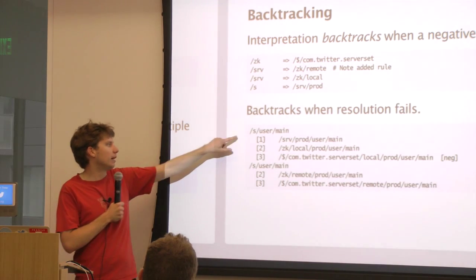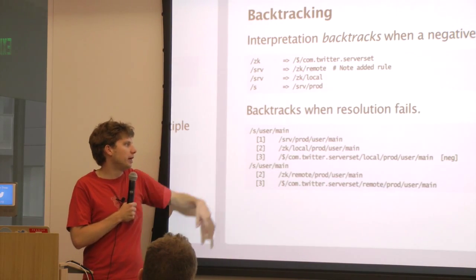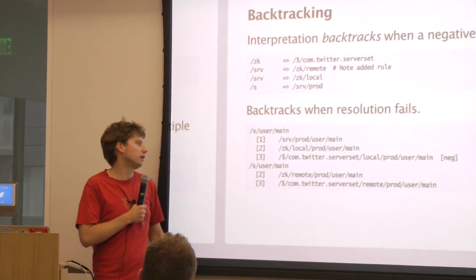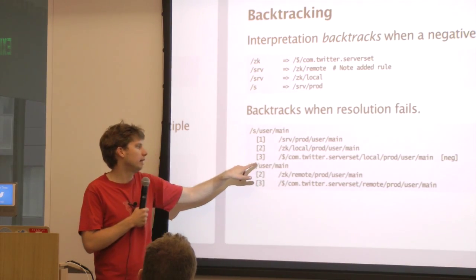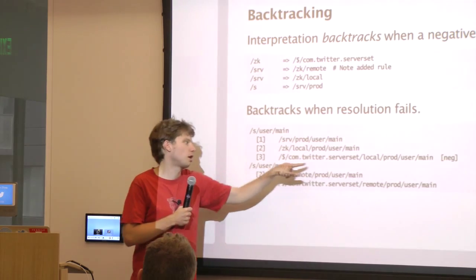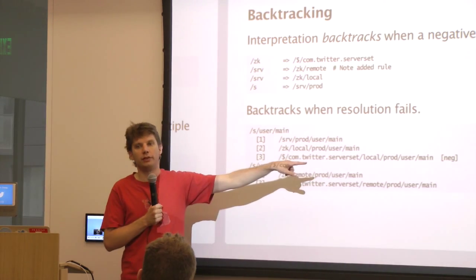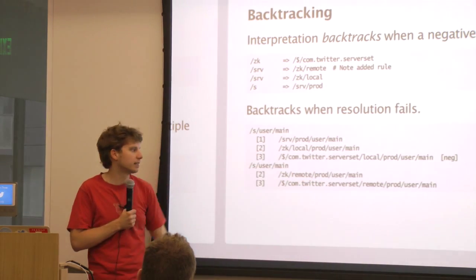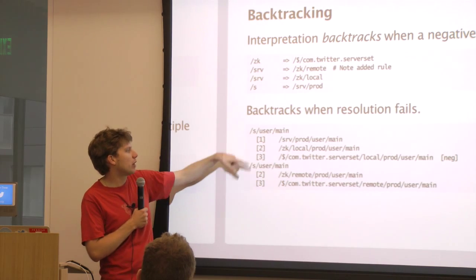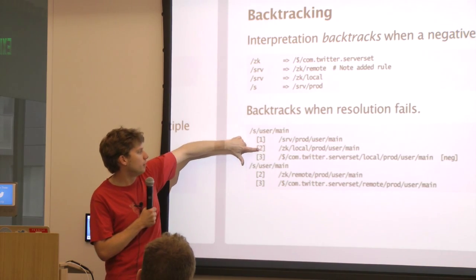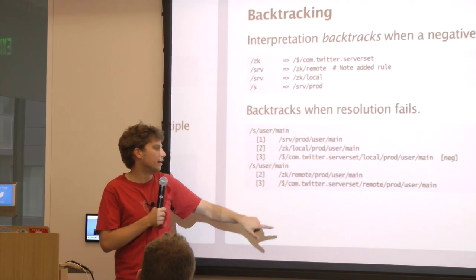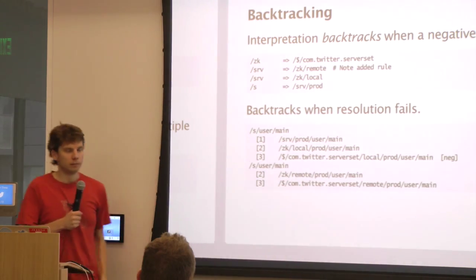So again, we try /s/user/main, it gets rewritten into /srv/prod/user/main, gets rewritten to ZK local, and then finally into the actual ZooKeeper concrete namer, which returns a negative result in this case. So maybe that server set doesn't exist. In that case, we actually backtrack up to step 2 and try the remote one instead. And in this case, maybe it succeeds.